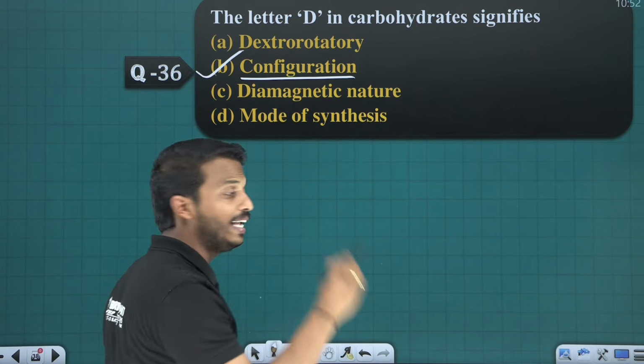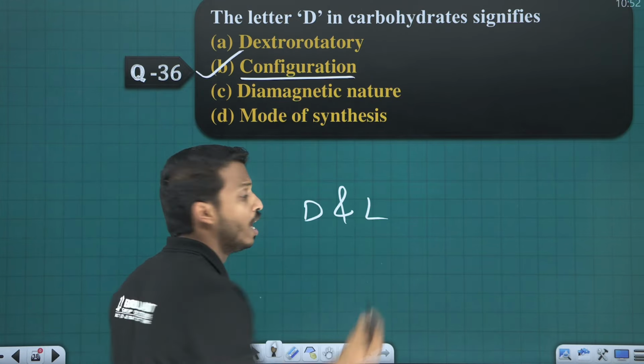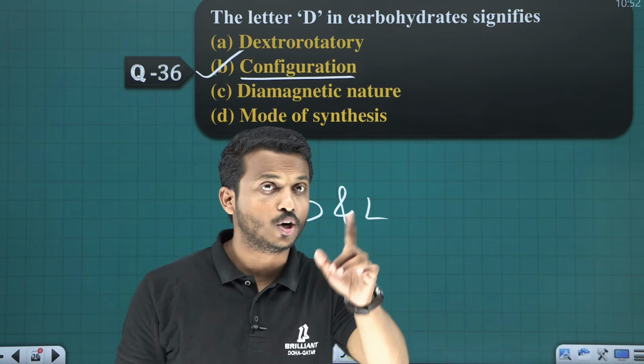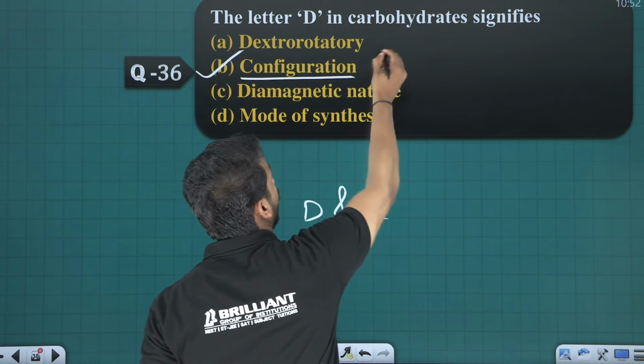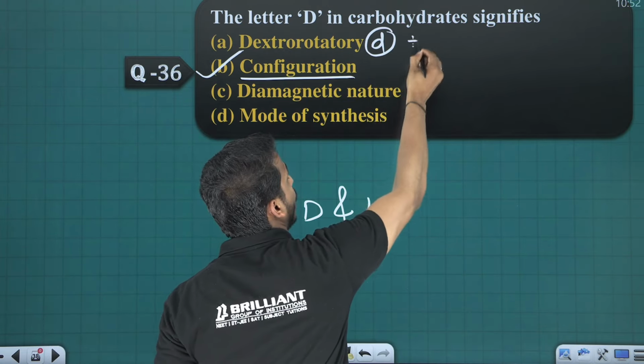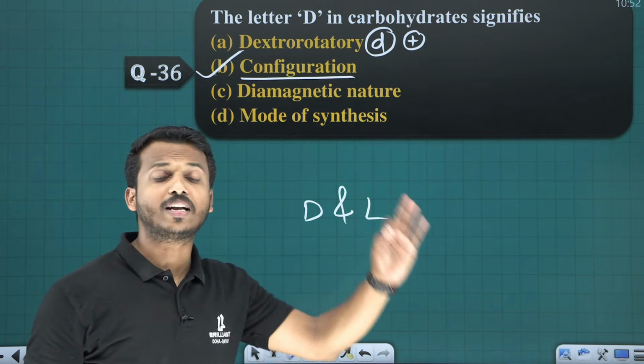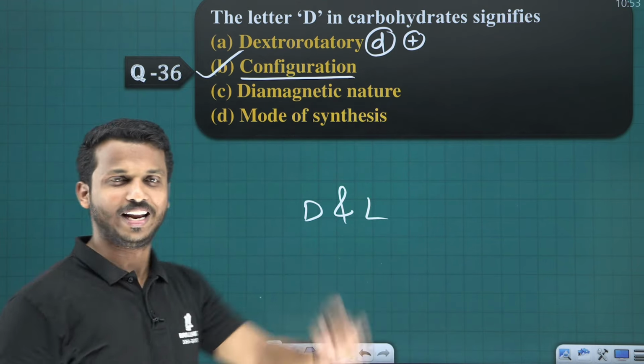The letter D in the carbohydrate represents what? Configuration, okay? D and L correspond to configuration, arrangement. Don't write dextro-levo. Dextro-rotation is expressed by small d or positive sign. Careful. Capital D and L represent configuration.